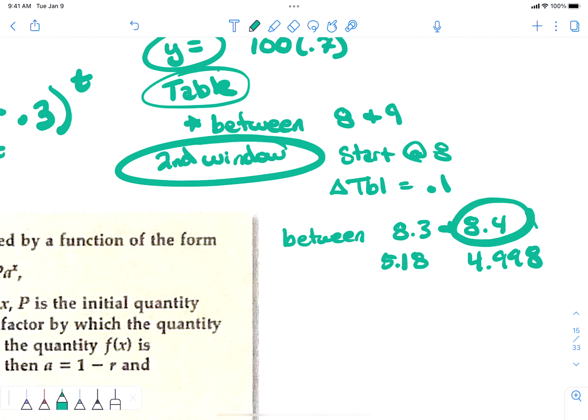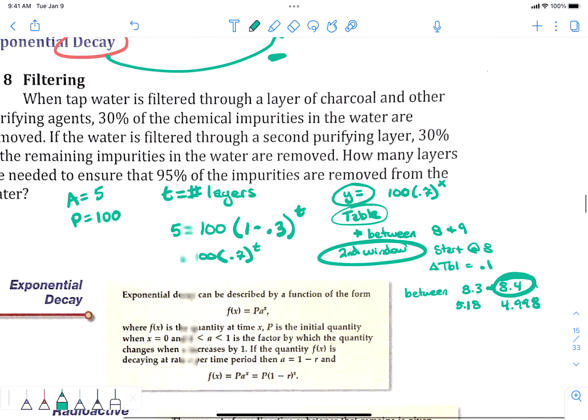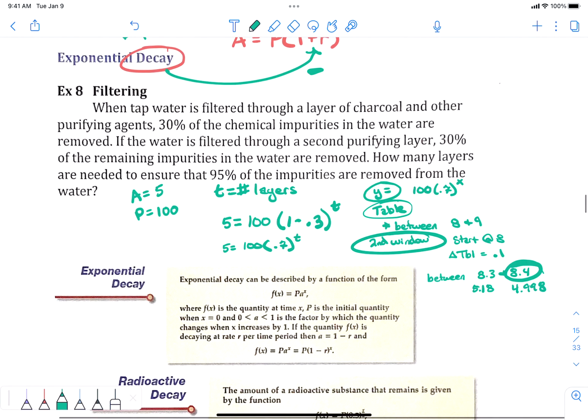8.4. So 8.4. What does that mean? How many layers do we need? 8 and a half. They're not going to do a half a layer. How many layers in order to ensure it? If we do 8 layers, is that going to remove 95%? No. If we do 9, what percent is it going to be? Probably 98, but that's our only option. So we have to do 9 layers, because in this case, we always round up.